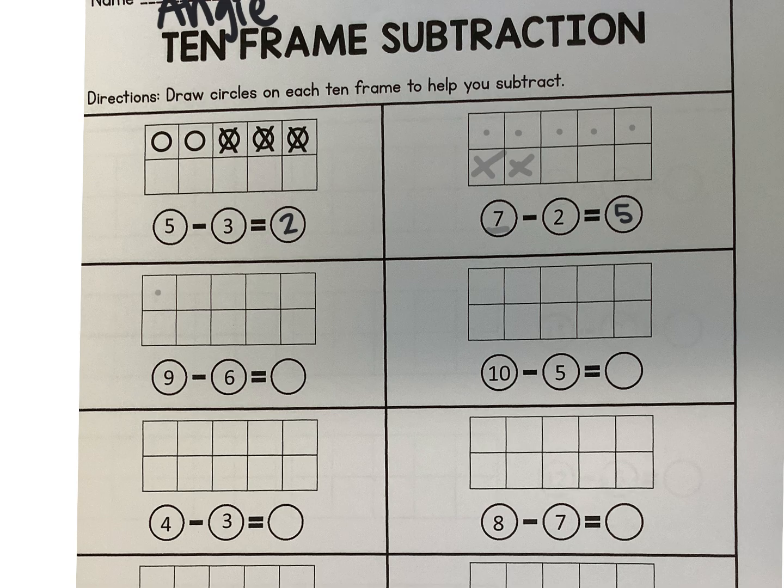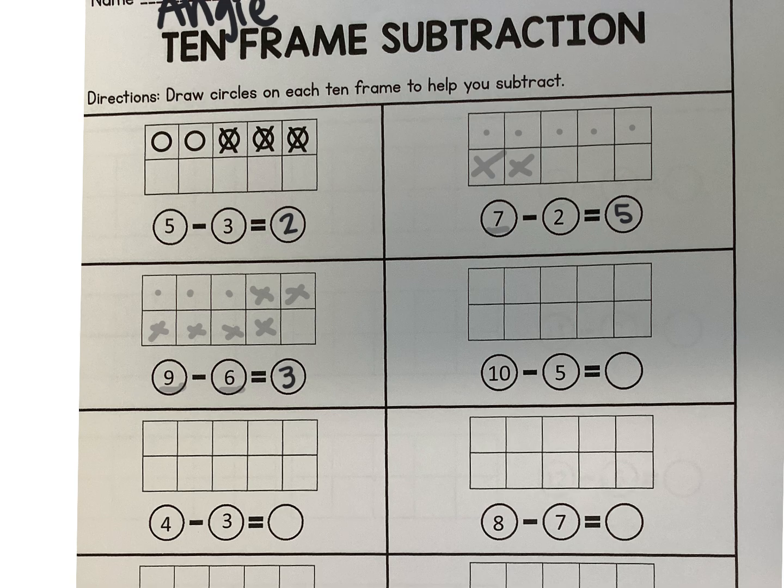So fill 9 10 frames. And then we're going to cross off 6. So we're going to X off 6. And when we do that, how many are left? 3. Very good.